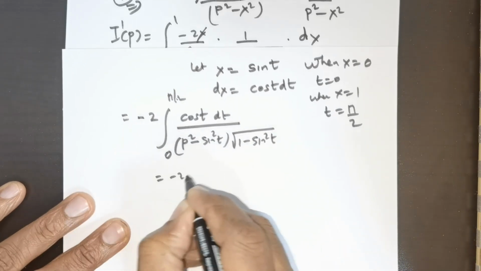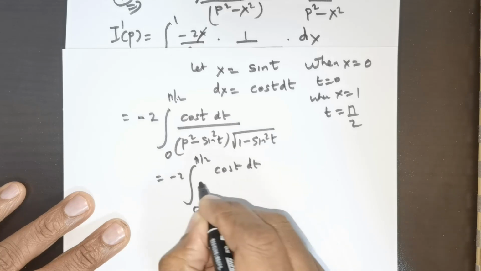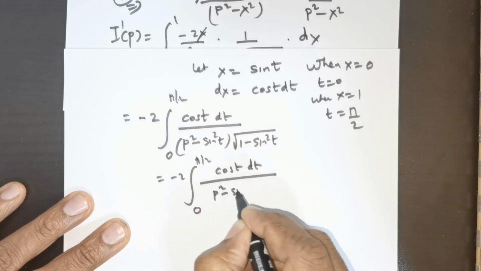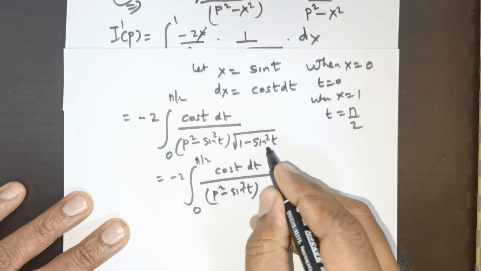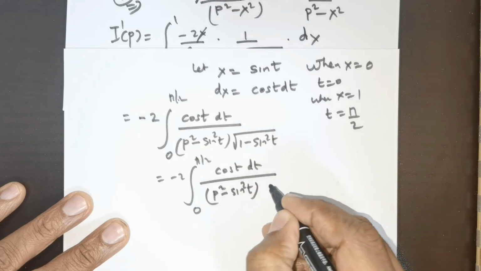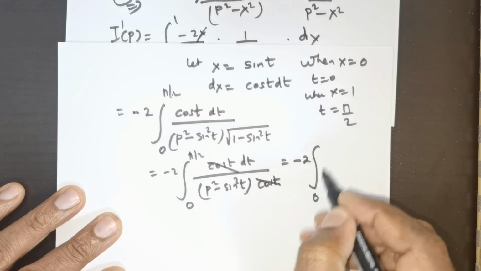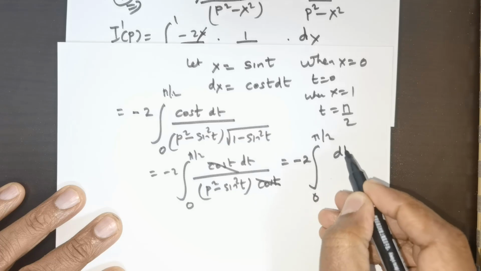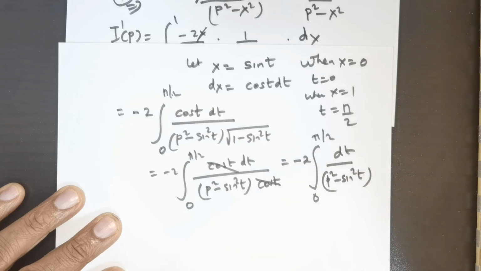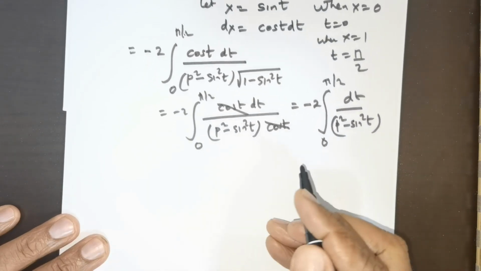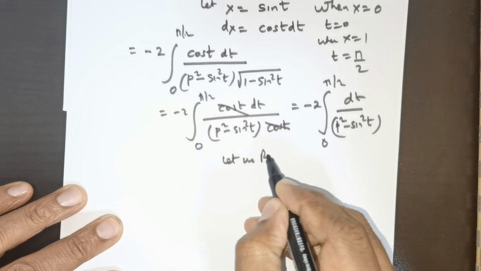Now this is equal to negative 2 times the integral from 0 to pi over 2 of cos t dt divided by p squared minus sine squared t, square root of sine squared t. Well, 1 minus sine squared t is cos squared t, and the square root of cos squared t is cos t. Cos t gets cancelled, giving you negative 2 times the integral from 0 to pi over 2 of dt over p squared minus sine squared t.